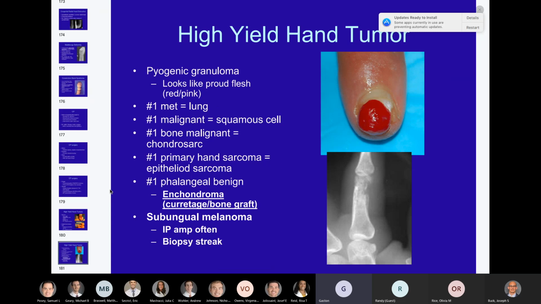What's the most common benign phalangeal bone tumor? It's an enchondroma. What's the treatment of an enchondroma? Curettage and bone graft. And then they'll also ask you, what if you see a patient with a subungual streak, like a melanotic streak, particularly if it's a white person? The answer is going to be a biopsy. And what if it is subungual melanoma? The most common treatment is going to be IP amputation, unless they give you something like very low grade, mild atypia, then they may want you to try to salvage it, which is kind of resection and grafting.